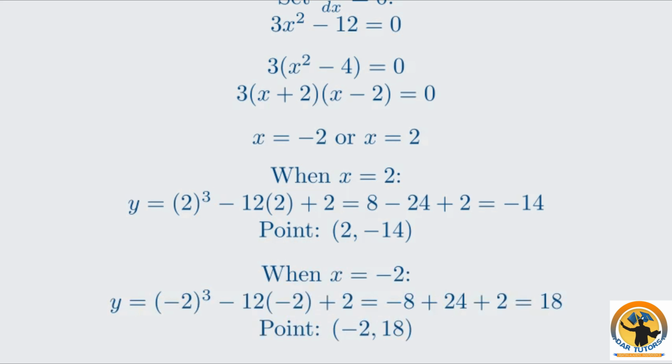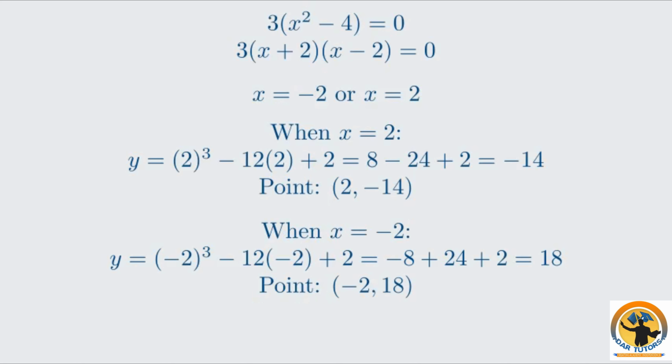Since the tangents are horizontal, their equations are simply y equals the y-coordinate of the point of contact. Therefore, the two horizontal tangents are y equals negative 14 and y equals 18.